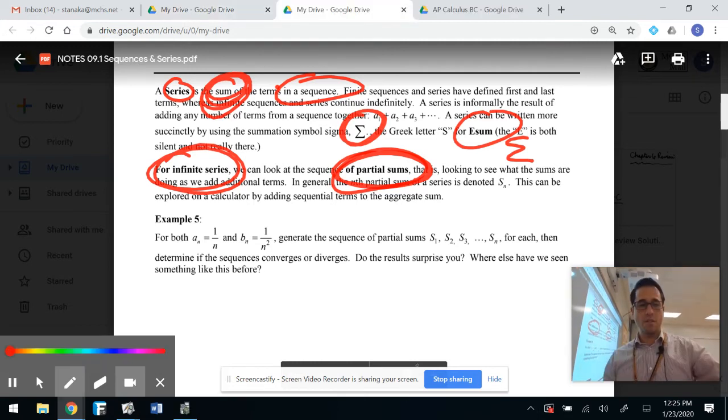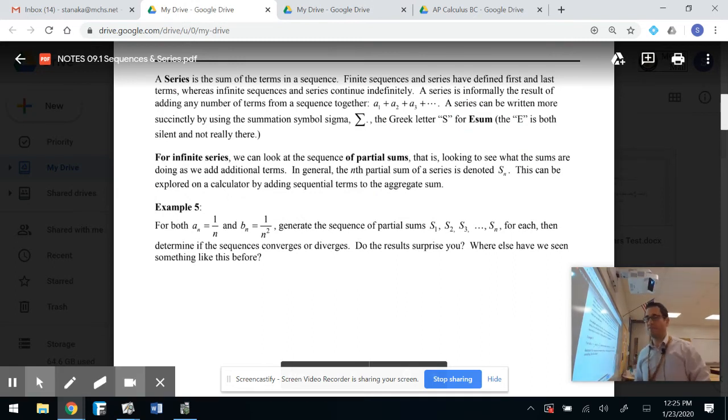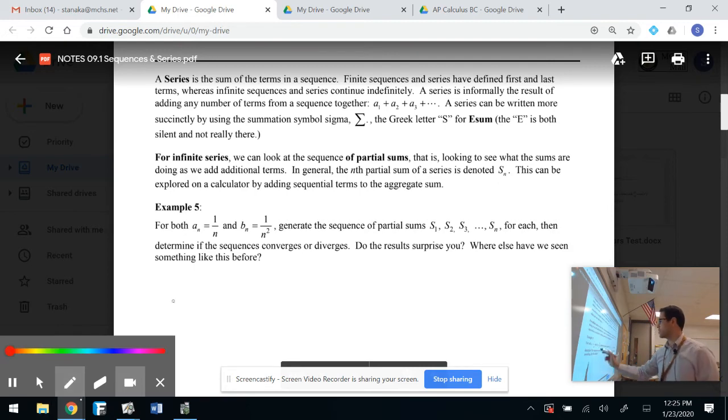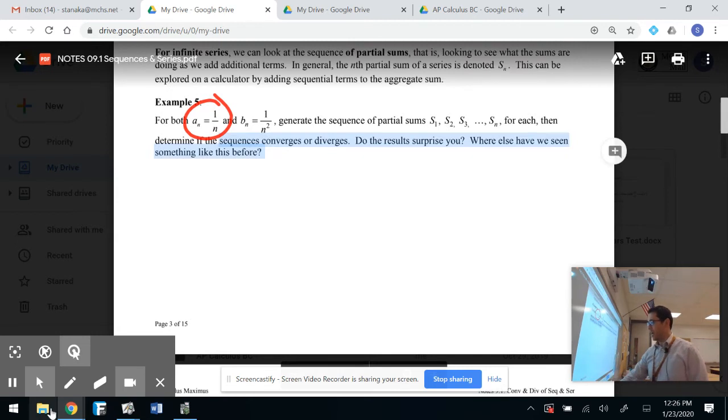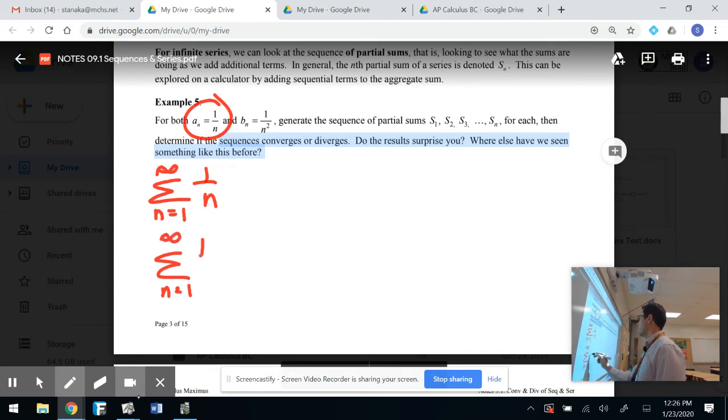All right, I think I'm back at it. So let's go ahead and look at some infinite series, okay? We're going to look at these two sequences right here, but we're going to sum them up. We're going to use our calculator to first examine these. So let's sum from n equals 1 to infinity of 1 over n, and let's also sum n equals 1 to infinity of 1 over n squared. What do you think happens with those? Do you think they converge or diverge?